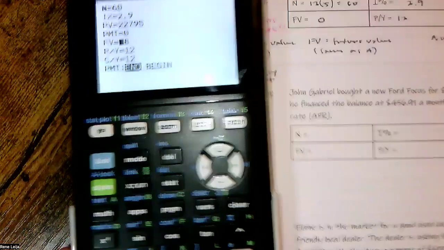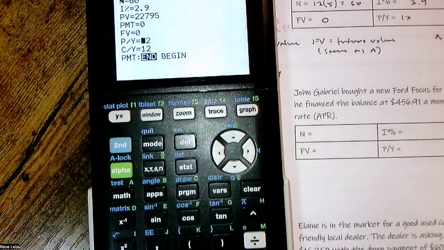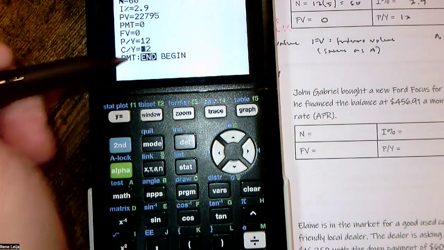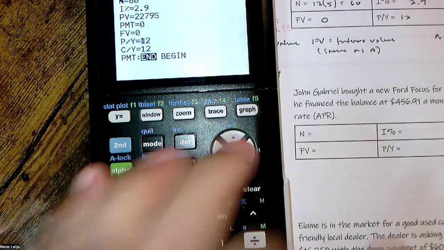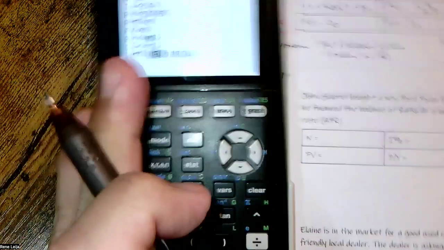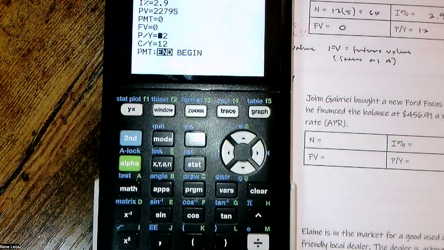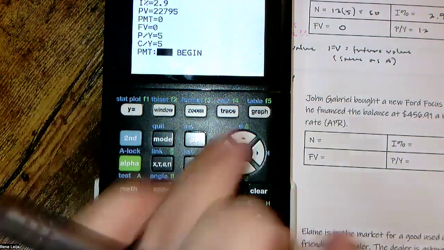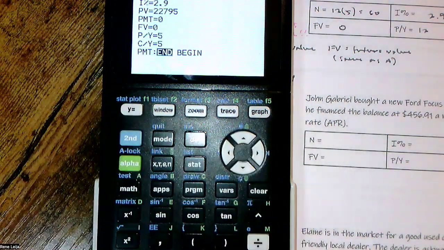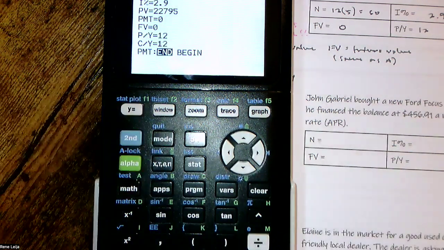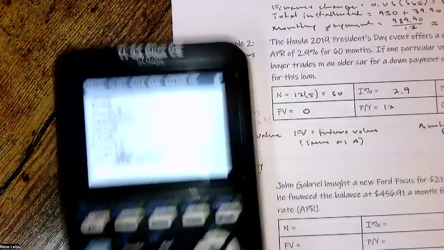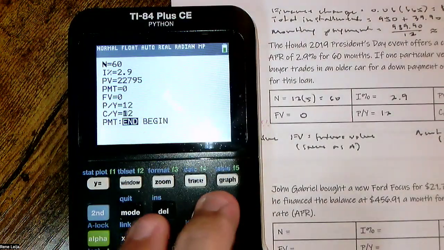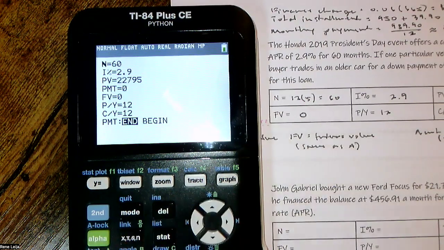Our future value, remember, we want that to be a 0. And then our present value is already set at 12. And then the CY will automatically change. So look, if I change the PY to be 5 for whatever reason, CY automatically changes. And then your payment is always going to be at the end of the month. Okay, so we want that to be a 12 and then the CY automatically changes. Now that I have everything set, I'm going to arrow back up to PMT.